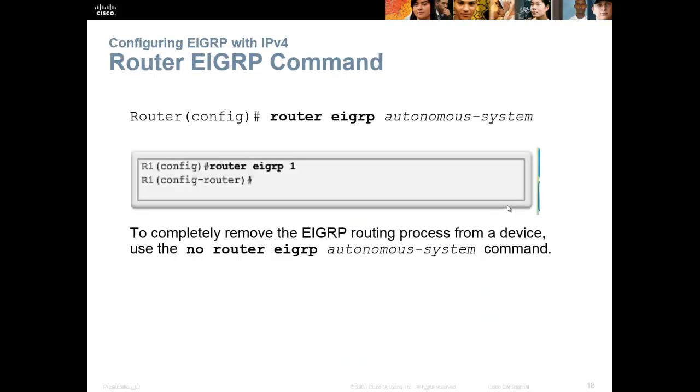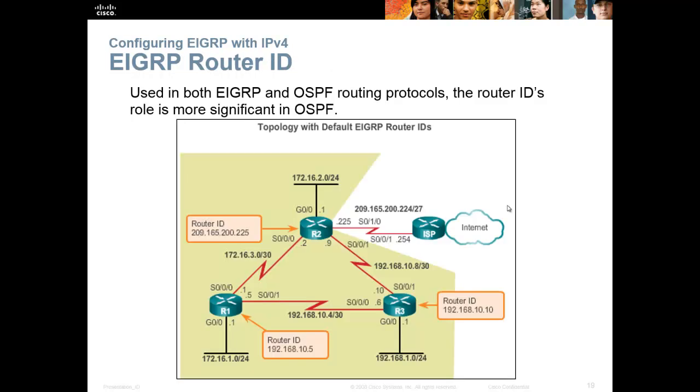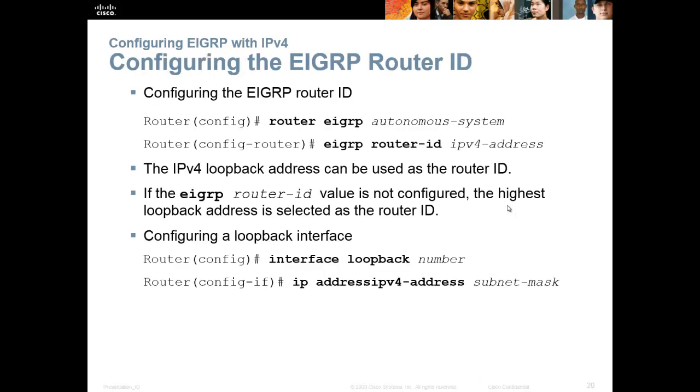Jumping back to this slide, we also make network statements like we did in OSPF, and hopefully those will show up here in just a minute. If you wanted to configure the router ID, you can do router EIGRP 10 or router EIGRP 1, enter. Then from the EIGRP prompt, which says config-router, you would type eigrp router-id and the IPv4 address that you want to put in, 1.1.1.1, 2.2.2.2, and so on. The IPv4 loopback address can also be used as the router ID.